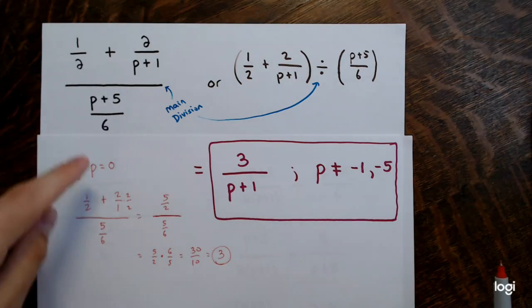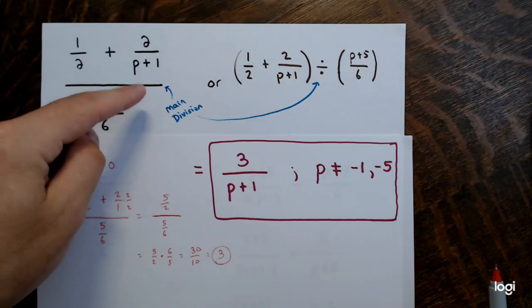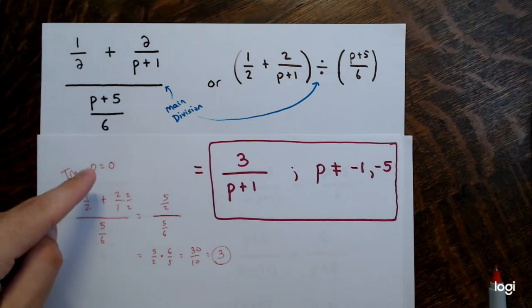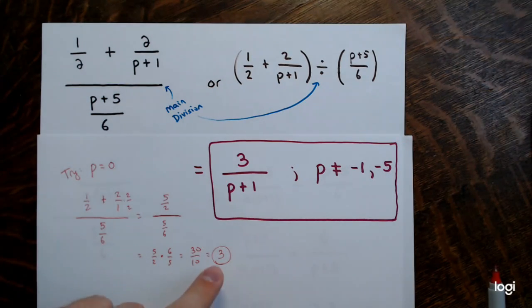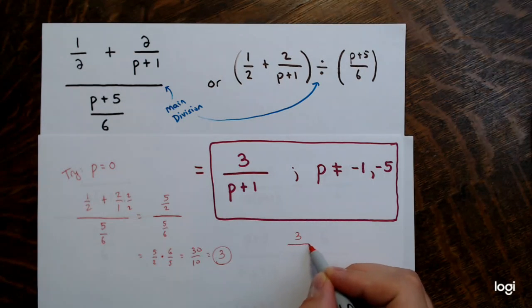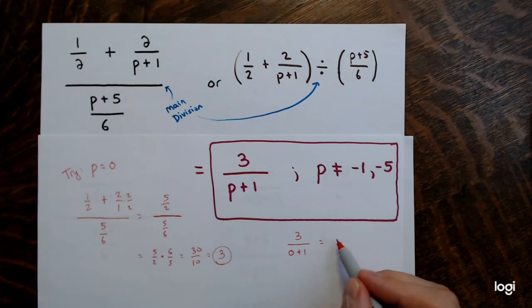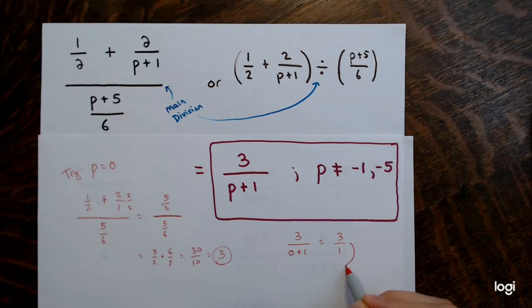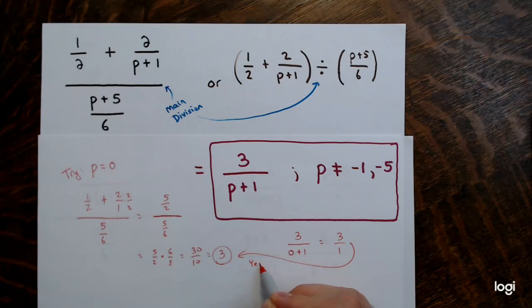So the value of that expression, that crazy complex fraction here, when p is 0, the value of this whole thing is 3. Look at the one here. We have 3 in the numerator divided by a number, replacing p with 0. So you have 0 plus 1 in the denominator. That's just 3 in the numerator, 1 in the denominator. 3 divided by 1 is indeed 3. So yes, they are the same.